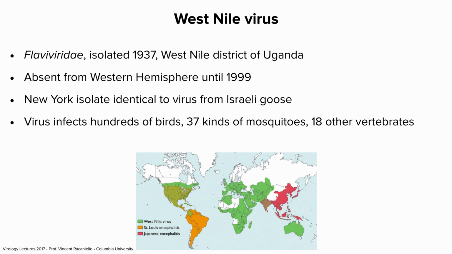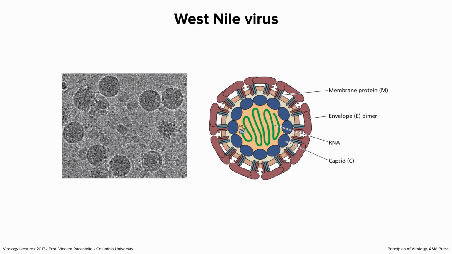Besides humans, it infects hundreds of different birds, mosquitoes, and 18 other vertebrates. This is the global distribution of West Nile now in green, and it's all the US, North America as well. It's overlapping with St. Louis, so that's why the color is in green there. So it's a flavivirus, which you've encountered before, an enveloped plus-strand RNA virus, same family as Zika virus, which we'll talk about another time in this course.